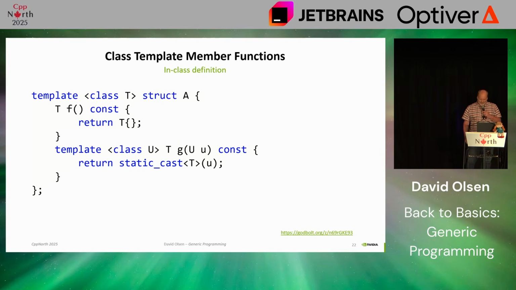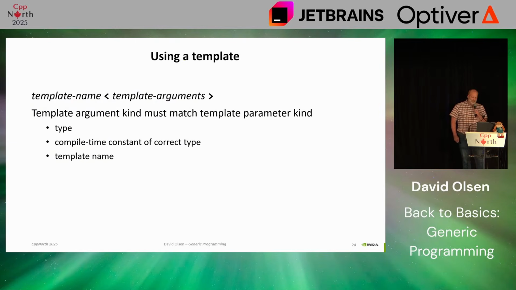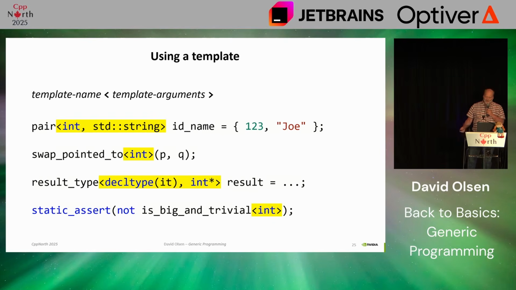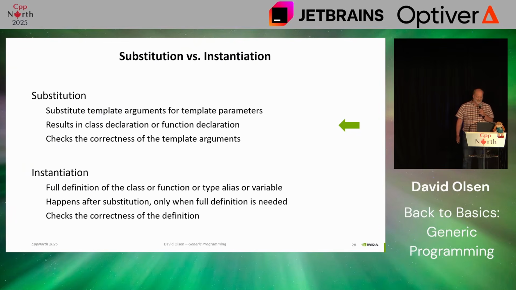Class templates can have member functions. Define them in the class because defining them outside the class is complicated. To use a template, it's a template name followed by template arguments. Example, where arguments are all types. Sometimes template arguments can be left out. Substitution versus instantiation. Substitution checks the correctness of template arguments. Instantiation checks the full definition.